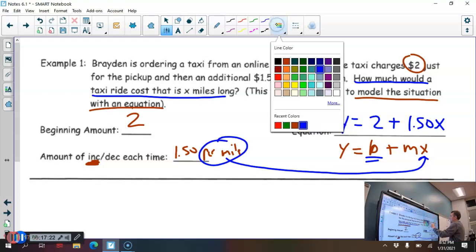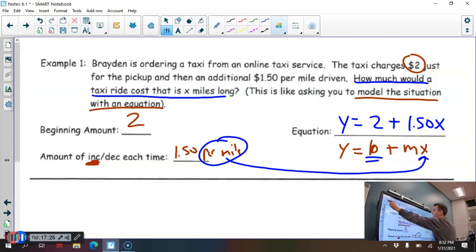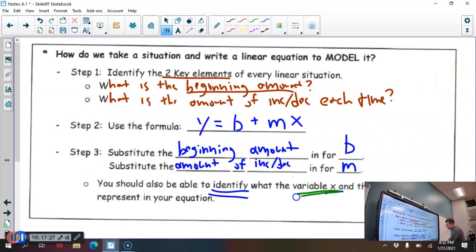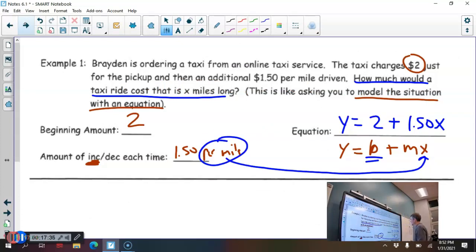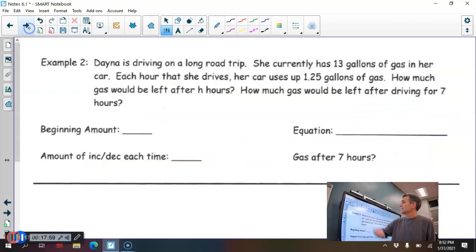One last thing here. I would like you to be able to identify the x variable and the y variable. So let's do that. The y here is the cost for the taxi, and the x is the number of miles I drive. It's $1.50 times the number of miles I drive. Could have got that right here too. All right, that is a very basic example. Let's go to example 2.